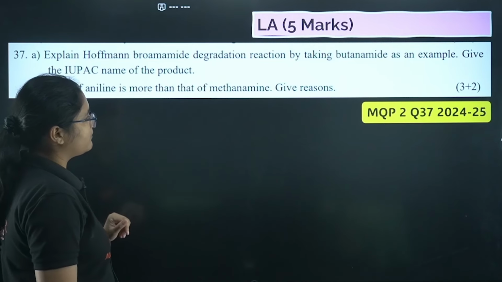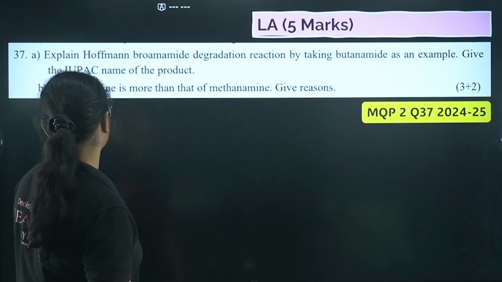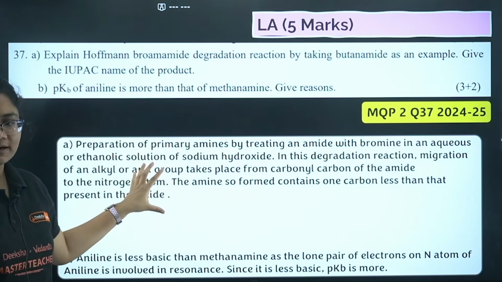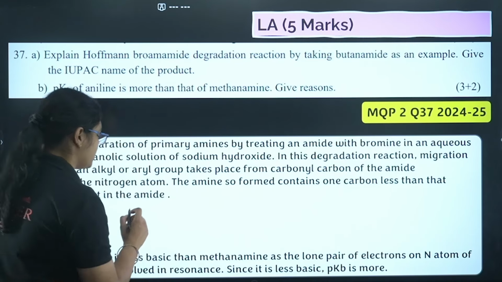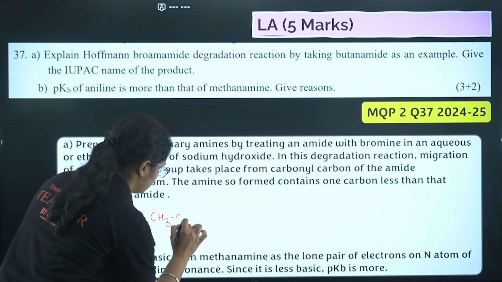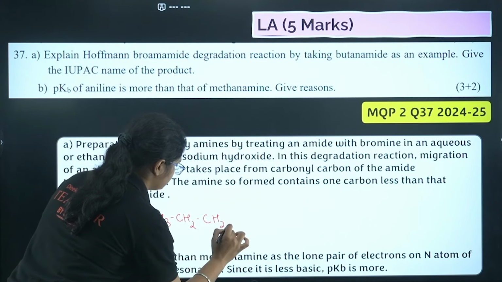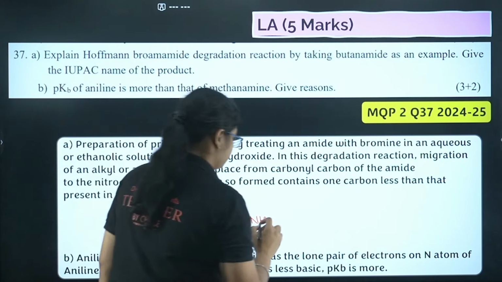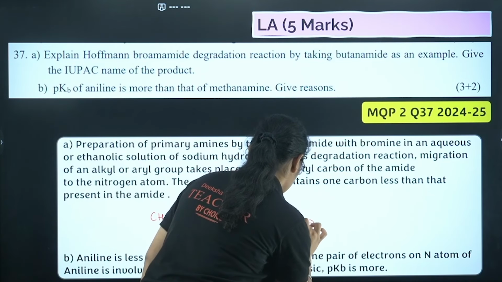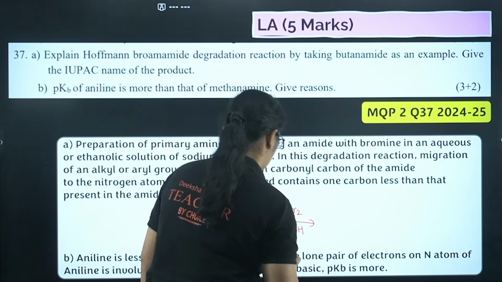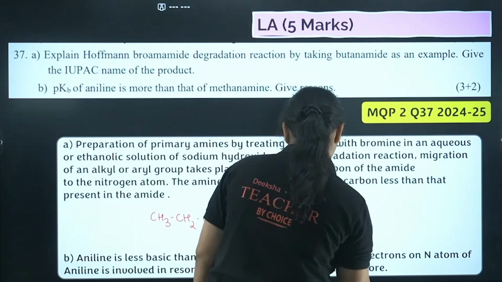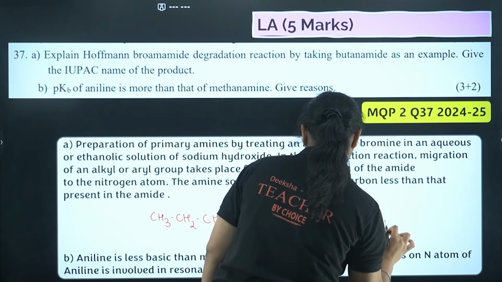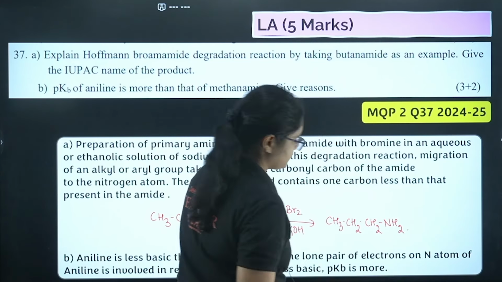Next, explain Hoffmann bromamide degradation by taking butanamide as an example. Give the IUPAC name of the product. Just now we have discussed what Hoffmann bromamide degradation is, but here the question is asking to take butanamide as an example. So I will have CH3CH2CH2C=O NH2. This is butanamide, and when you react it with Br2 and KOH, the CO group will be removed, and then we have CH3CH2CH2NH2. Clear?